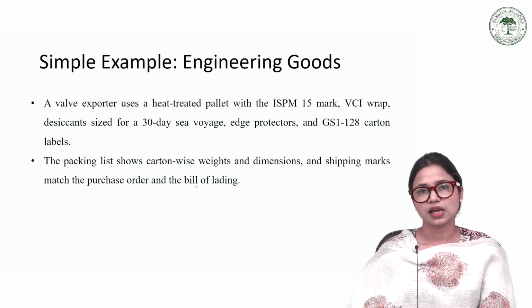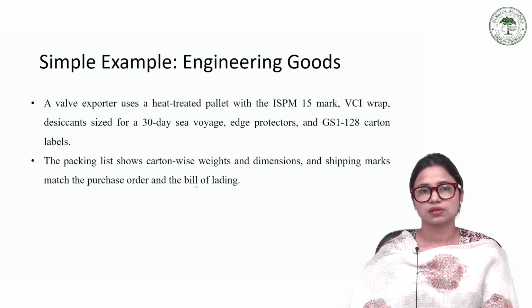There is a simple example of engineering goods. A valve exporter uses a heat-treated pallet with the ISPM 15 mark, VCI wrap, desiccant sized for a 30-day sea voyage, edge protectors, and GS1-128 carton labels. The packing list shows carton-wise weights and dimensions, and shipping marks match the purchase order and the bill of lading.